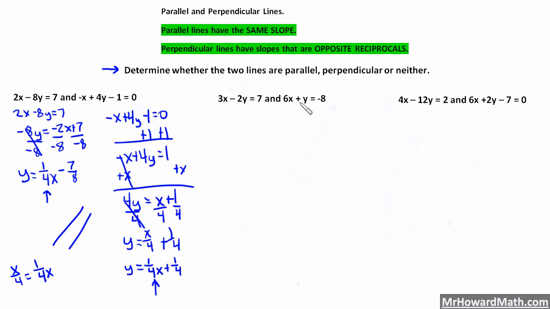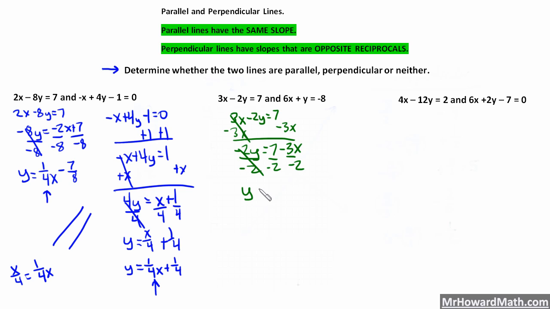3x minus 2y equals 7, 6x plus y equals negative 8. We're going to determine whether these are parallel, perpendicular, or neither. What's the key? Slope. We've got to get the slope of these two lines. Of course, they're in standard form, so we've got to get y by itself. So we have 3x minus 2y equals 7. Subtract 3x. Cross that out, bring everything down. Negative 2y equals 7 minus 3x. Divide by negative 2.